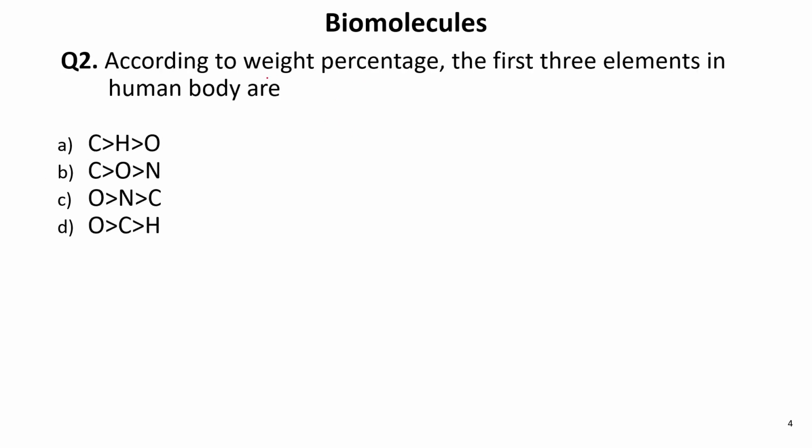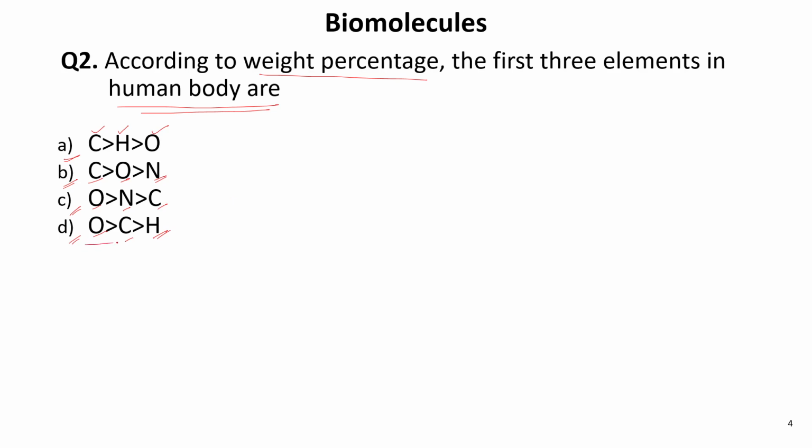According to the weight percentage, the first three elements in the human body. Okay. So carbon, then comes the hydrogen, then comes the oxygen, according to the first option. Next, carbon, oxygen, and nitrogen. Next option, oxygen, then nitrogen, then carbon. And the fourth option, oxygen, carbon, and then comes the hydrogen.